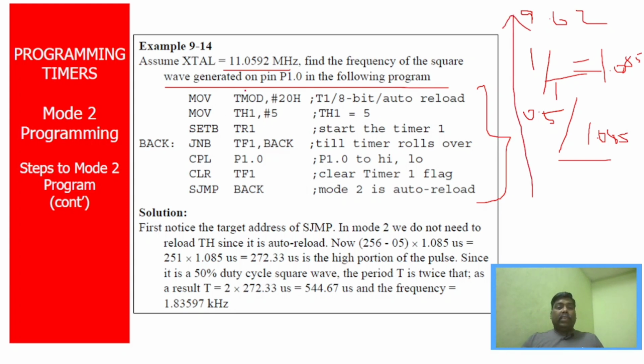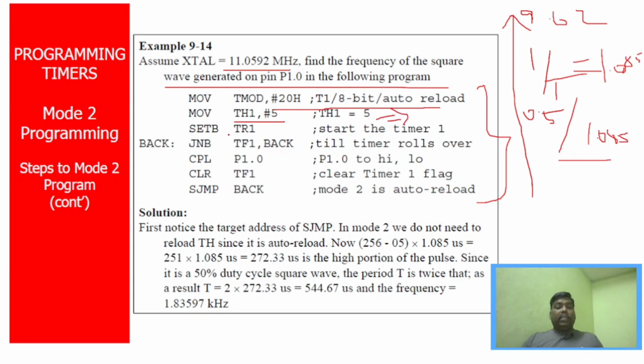So we can see here, MOV TMOD, #20H. You know what is 20H? It's nothing but setting the TMOD register to mode 2. So mode 2, we are setting by configuring this particular value to the TMOD register. And similarly, we are giving the TH value as 5. They have already given the TH value as 5, so from this we need to find out the count value to find out the frequency.